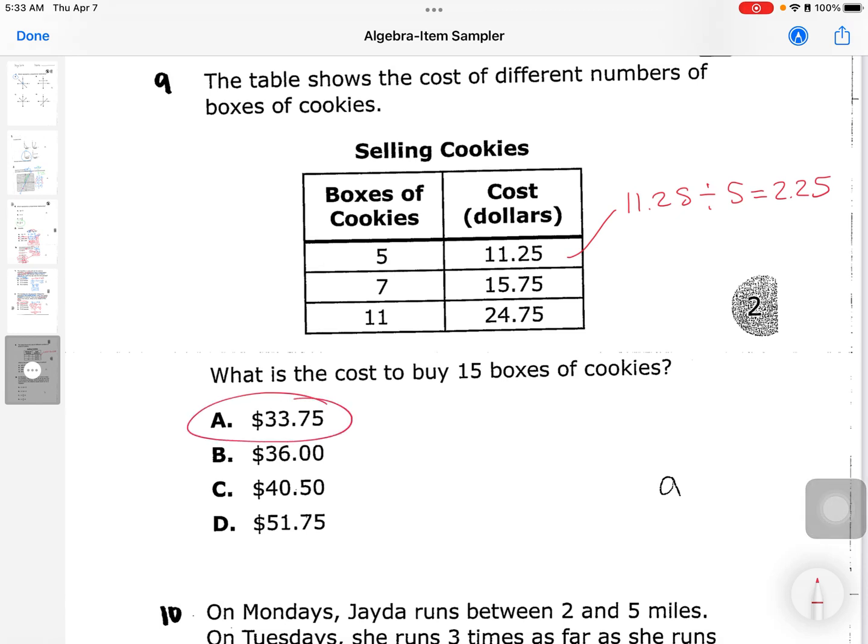If you came up with $33.75, that would be correct, because you could either take the price per box and multiply it by 15 boxes, or you could take the 5 boxes, which cost $11.25, and multiply them by 3, because if you take 5 boxes and times it by 3, you get your 15 total boxes. So this would also be $33.75.